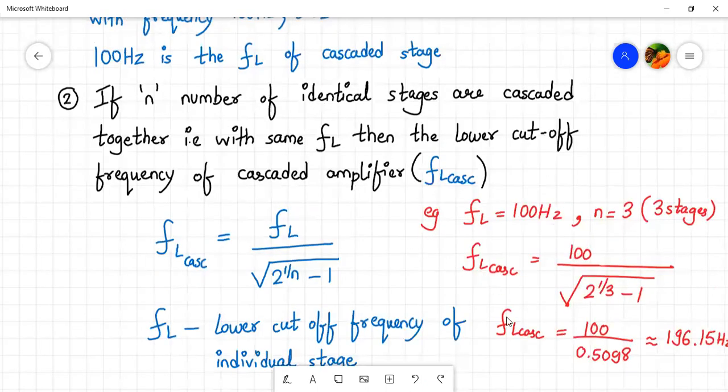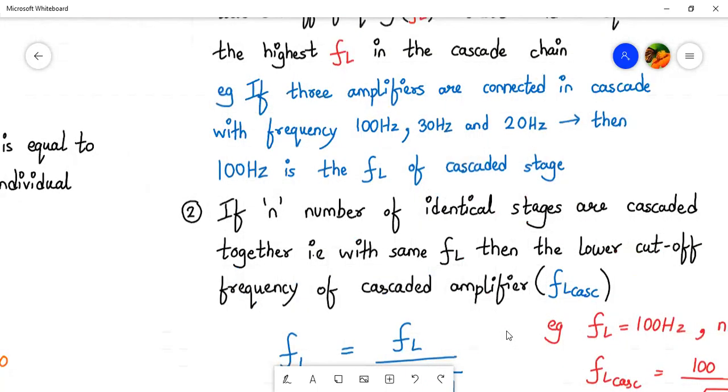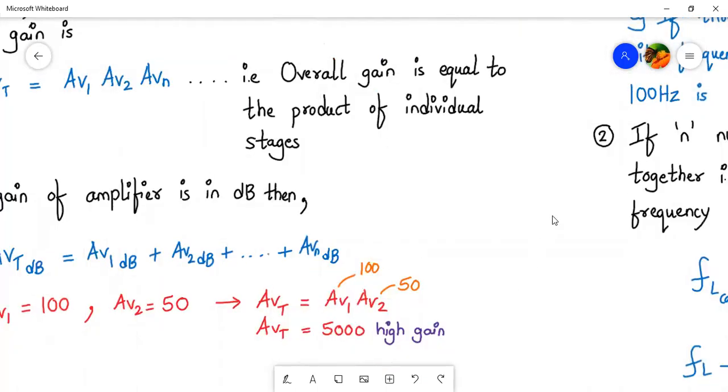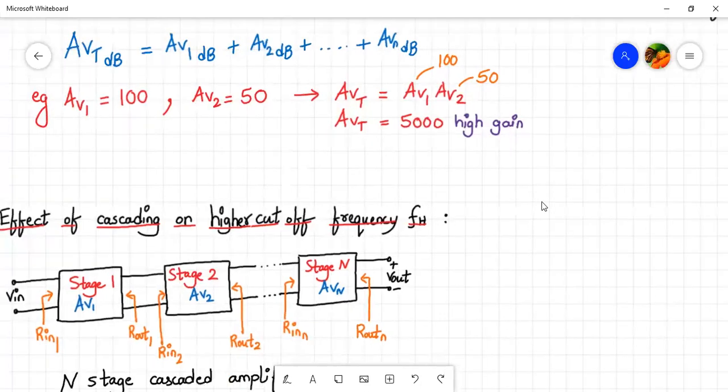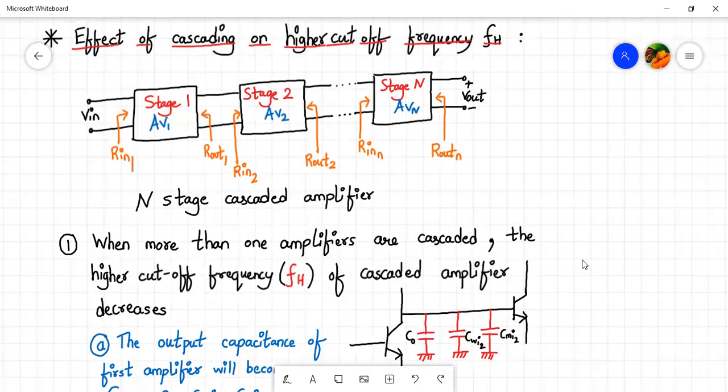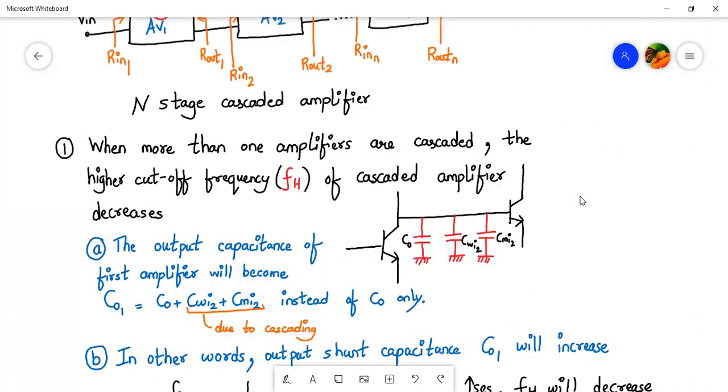Fine. So this was about the effect of cascading on the lower cutoff frequency. Now let's see the effect of cascading on the higher cutoff frequency. Let's consider that when more than one amplifier is cascaded, then the higher cutoff frequency FH of the cascaded amplifier decreases. Now let's see how.